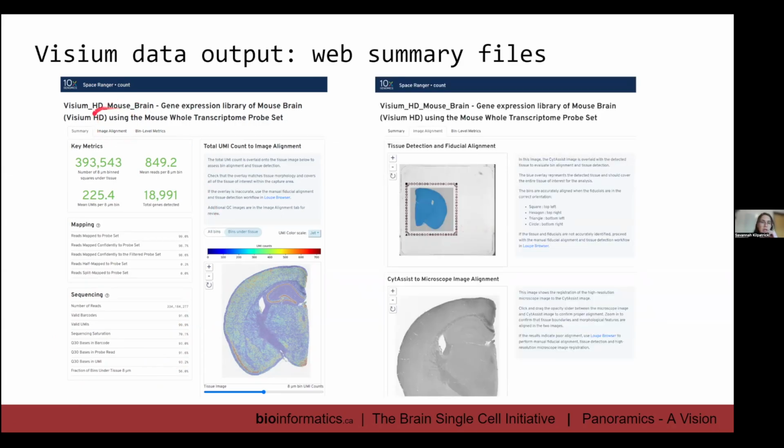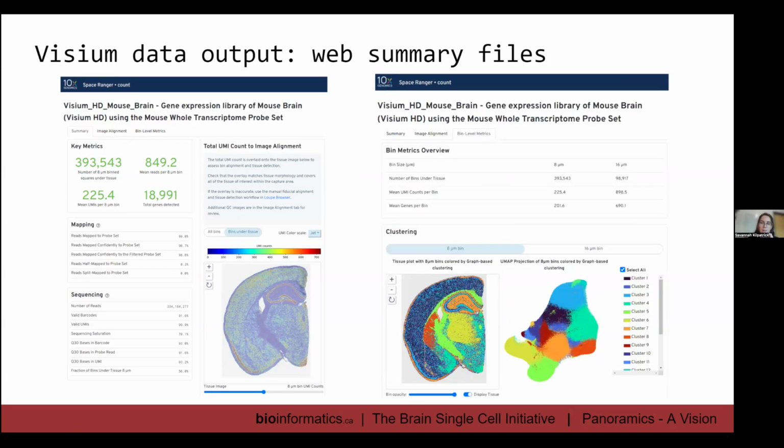When moving to the image alignment section, you can see how well your slice is captured within the fiducial frame here. You can see from the blue how much of your tissue is aligned. And it gives you some ideas of how well the tissue, your microscopy image, as well as your CytAssist image are aligned. Next is the binning.